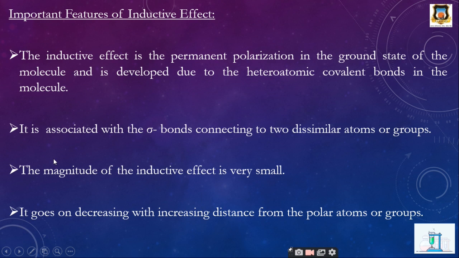Then important features of inductive effect. The inductive effect is permanent polarization in the ground state of molecule. It is permanent polarization and it is present even in the ground state of the molecule, and is developed due to the heteroatomic covalent bonds in the molecule. It is associated with the sigma bonds connecting two dissimilar atoms or groups.